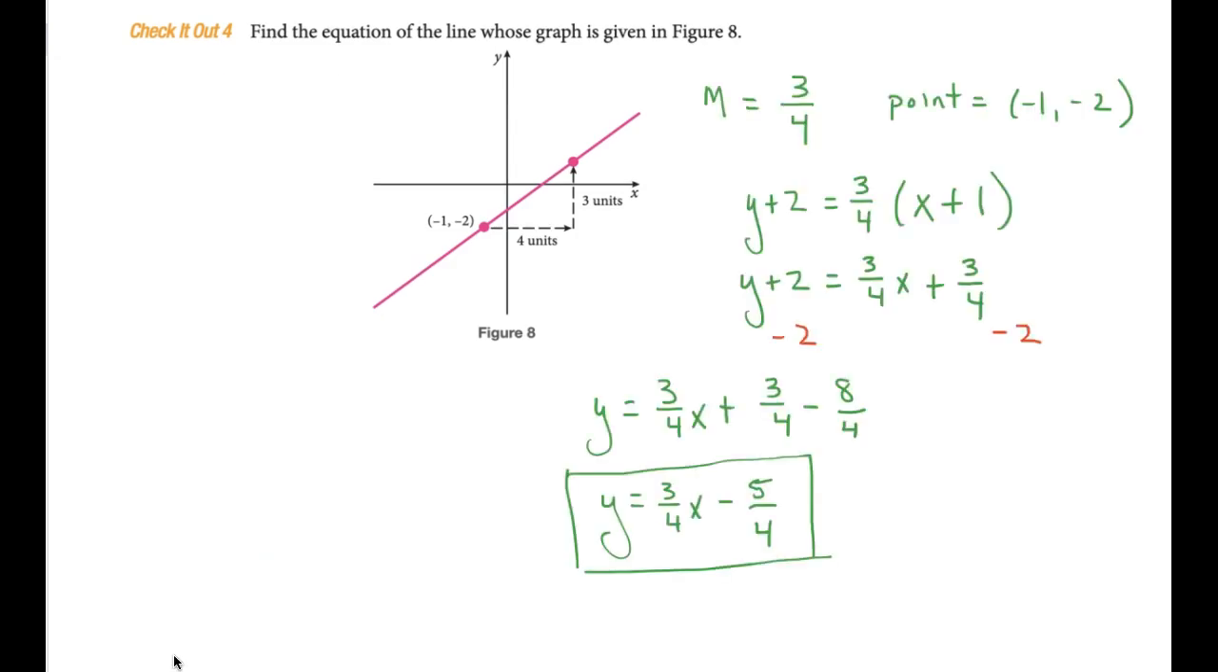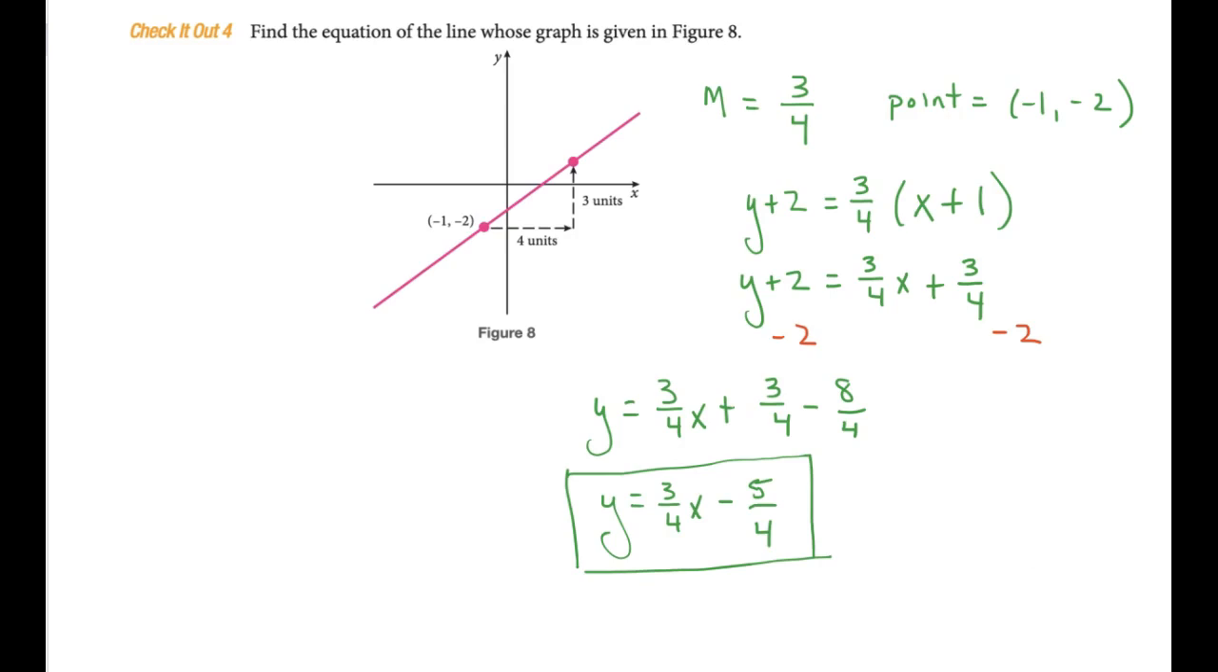Okay, so here's the solution. You find the slope by counting up. The rise is 3 and the run is 4, just from the picture. The point is negative 1, negative 2. Plug those into this point slope form, simplify, and you should get the equation at the bottom.